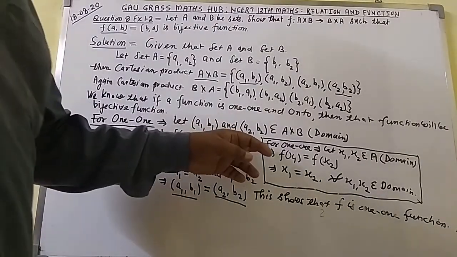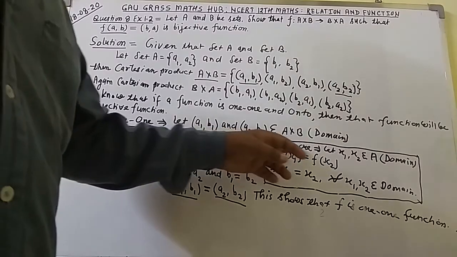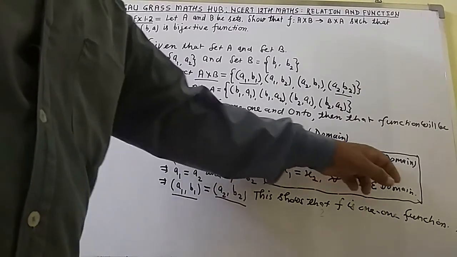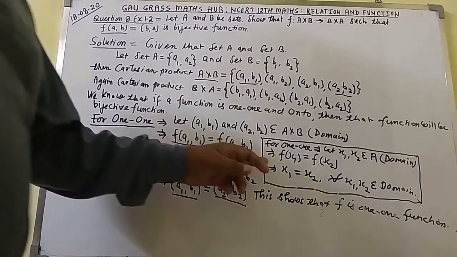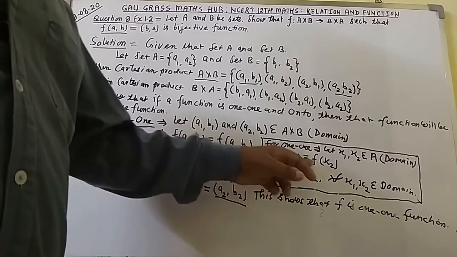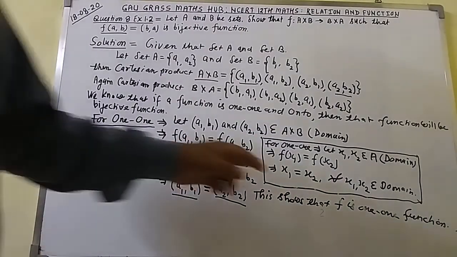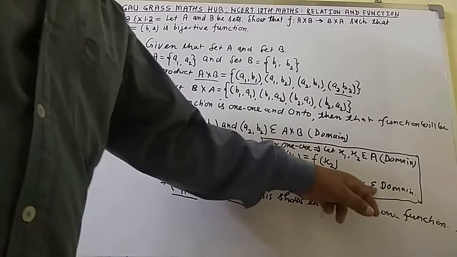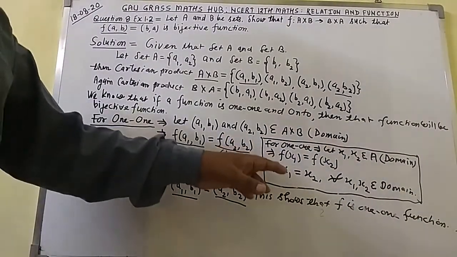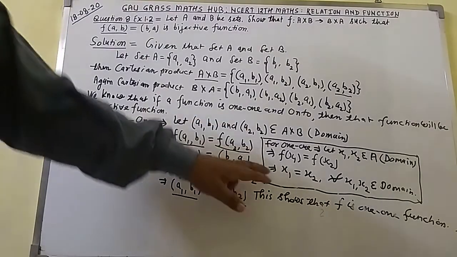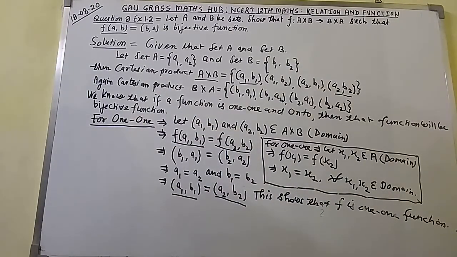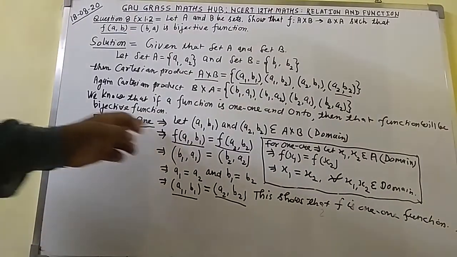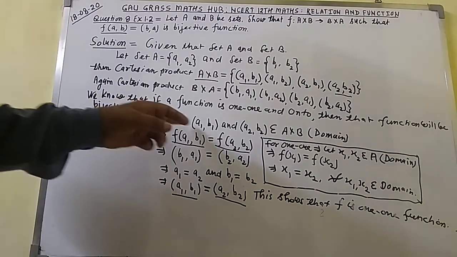This is the concept I have written here. For a function to be one-one, let x1, x2 belong to set A, that is domain. So, image of x1 equal to image of x2 implied that x1 is equal to x2 for all x1, x2 belong to domain. This is the concept for a function to be one-one. On the basis of this concept, here I have proved this function to be one-one function by showing this process.